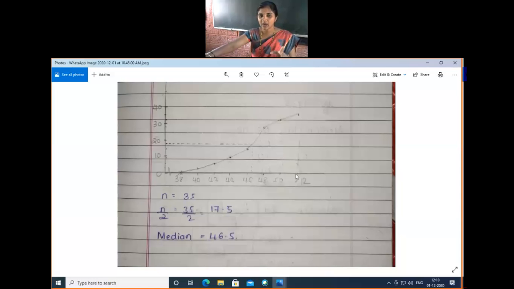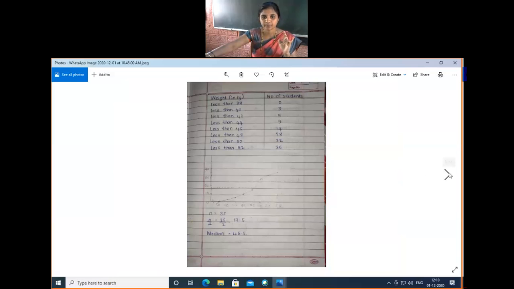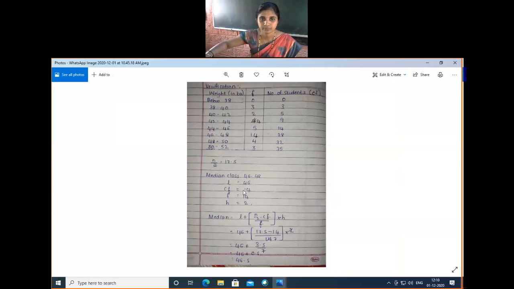Okay, so I think it is very difficult now by looking at this one, 46 to 48. Just use the scale: for this, 46.5 is the median. Now you have to work this out with the help of the formula. Okay, verification.